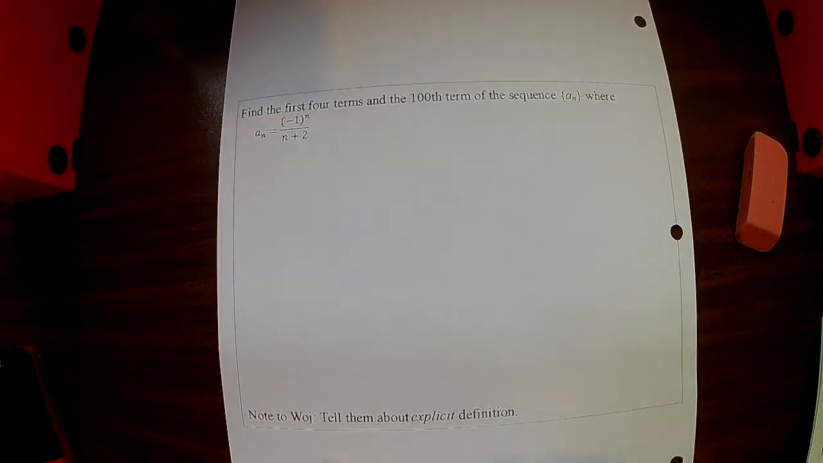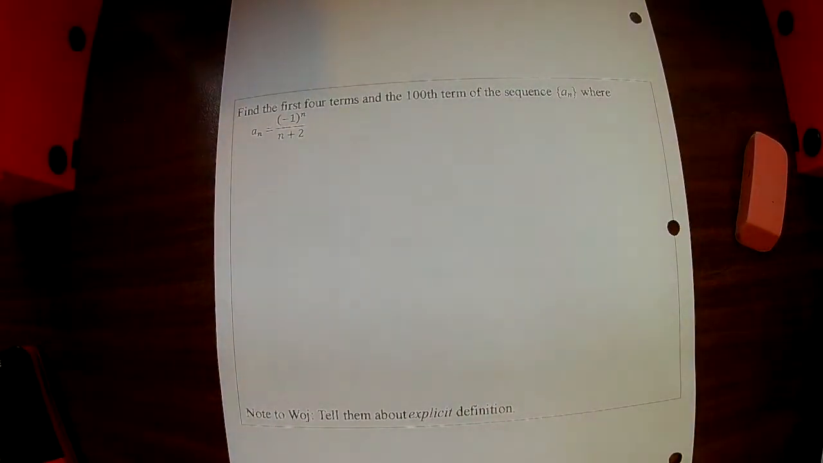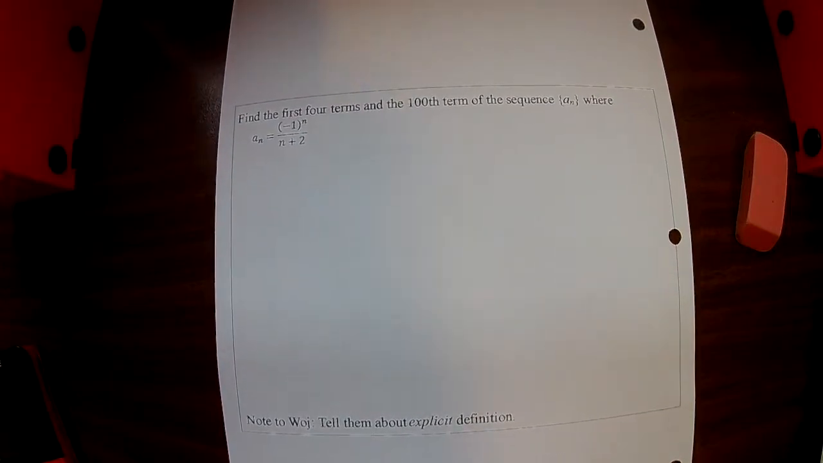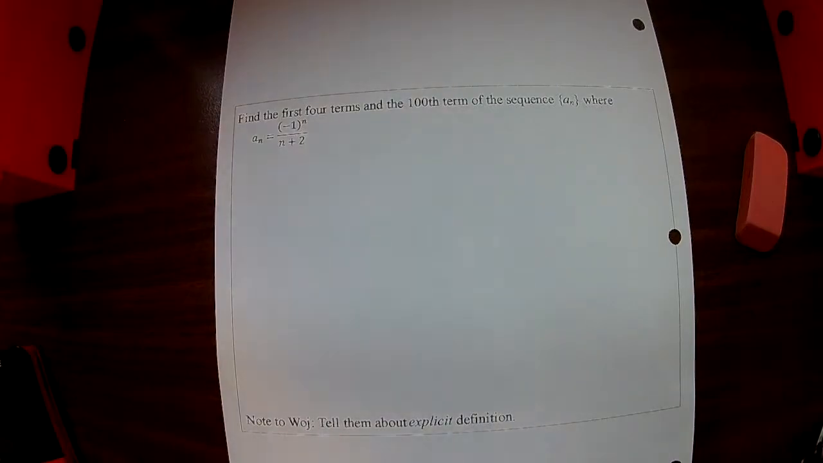Alright, flipping over here. Find the first four terms and the 100th term of the sequence a sub n, where a sub n is equal to -1 to the nth over n plus 2. And that should show up on your screens, I believe.